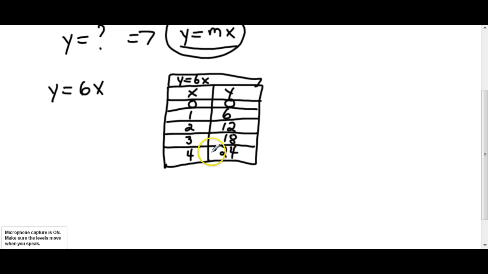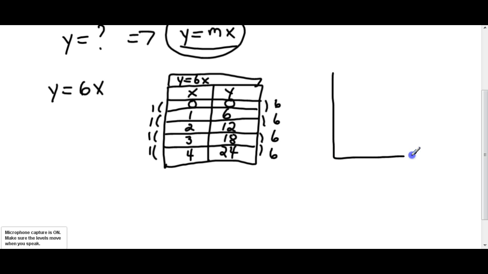Another way I can prove that this is a linear relation is that if I have a constant change between each of the variables on both sides, I know it's going to be a straight line. This is always 1, 1, 1, and 1, so that's a constant change. And this is 0 to 6 is 6, 6 to 12 is 6, 12 to 18 is 6, and 18 to 24 is 6. So this is constant, so I know I'm going to end up with a straight line. Now it's just a matter of graphing this.